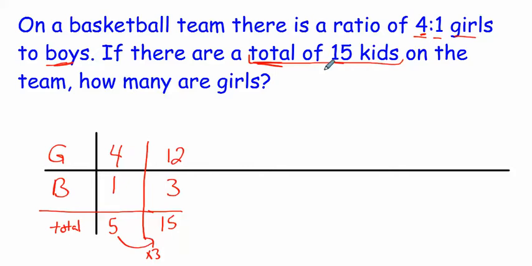So let's go back to the question. How many of them were girls? Look at the girls row. So 12 were girls. I think that was the answer before, wasn't it? All right, let's try one more.